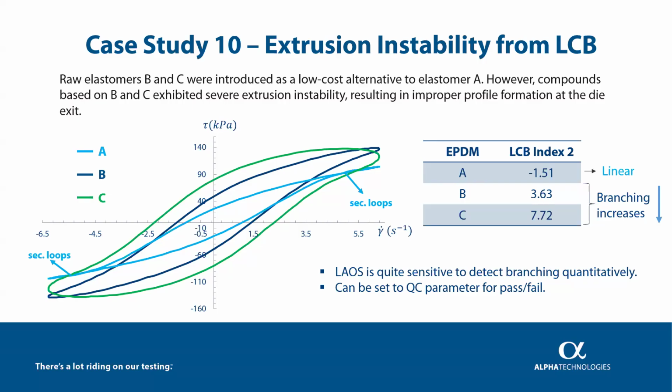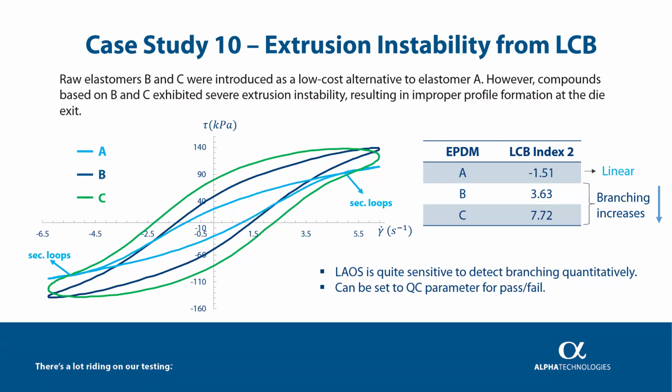To interpret the index, a more negative value indicates a linear polymer, and a positive LCB index indicates the presence of long chain branching, and the higher this index is, the greater the degree of branching. So while elastomer A was confirmed to be linear, elastomers B and C, which were the cost alternatives, showed substantial long chain branching, which helps explain the observed extrusion instability.